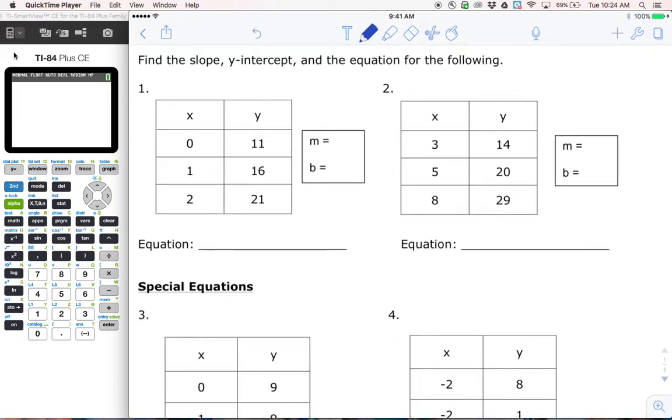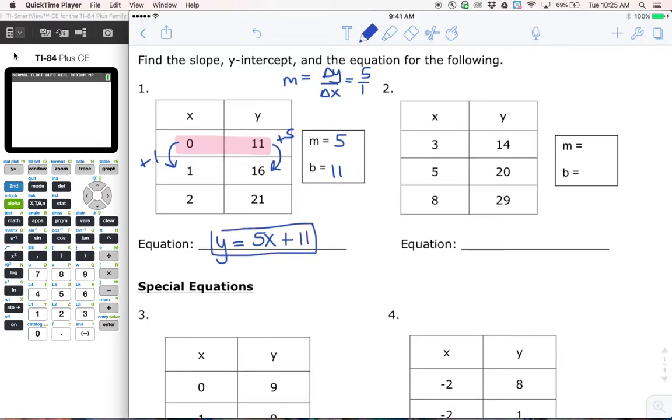In problem 1, it says find the slope, the y-intercept, and the equation. If x is 0, that y value is our y-intercept, so in this case, 11. Then we find slope, the change in y over the change in x. My y is going up by 5 and my x is going up by 1, so my slope is 5 over 1, which is just 5. So my equation is y equals 5x plus 11.